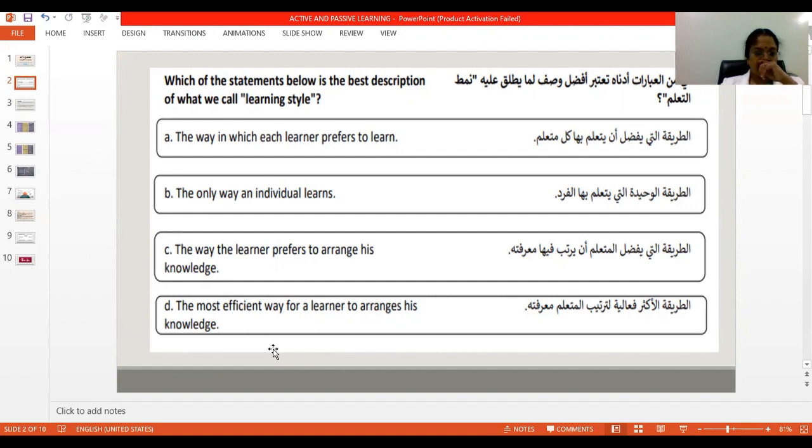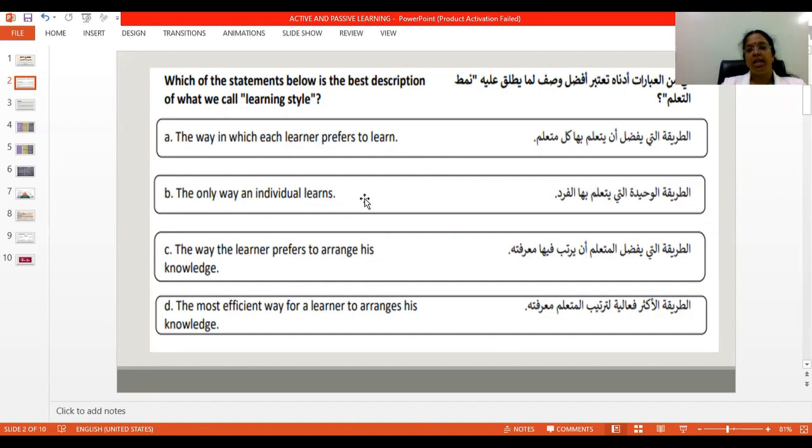And coming to the next one, the way the learner prefers to arrange his knowledge. Here also knowledge is mentioned, so we can omit this. We have close proximity between these two options: the way in which each learner prefers to learn, and the only way an individual learns.